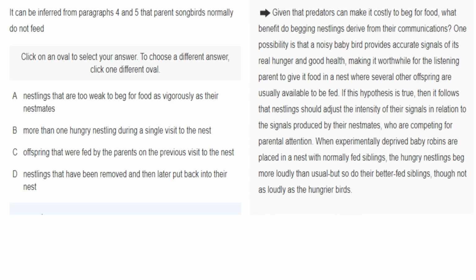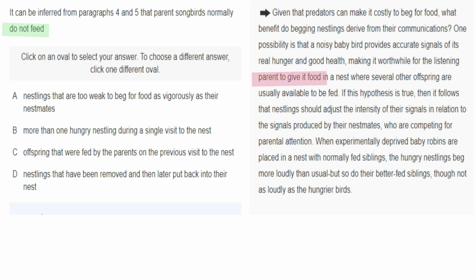This is the last question for today. The format of this question is similar to the previous questions, as the question asks you to find information, but the passage only describes the opposite situation. The question is, when do parent songbirds normally not feed their babies? So the key phrase is parent not feeding the babies. The only relevant information in the passage is the situation where parents feed the babies.